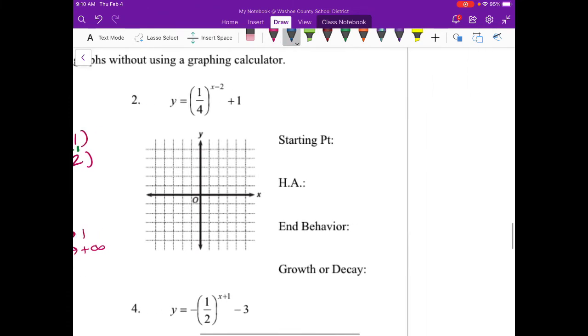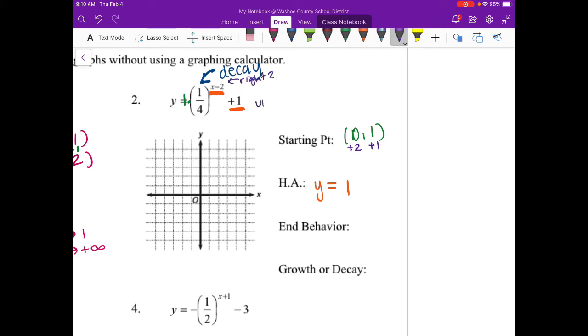Hopefully you went ahead and tried it. Again, it might help if you identify this is going to be a decay, and then this is being shifted right 2, up 1. The up 1 is going to give me that horizontal asymptote, so positive 1. Starting point is originally 0, 1 because there's an invisible 1 there. But then after I add 2 and add 1 based on that translation, the h value, right 2, and then up 1, then my new point is actually at 2, 2. So I go to 2, 2.